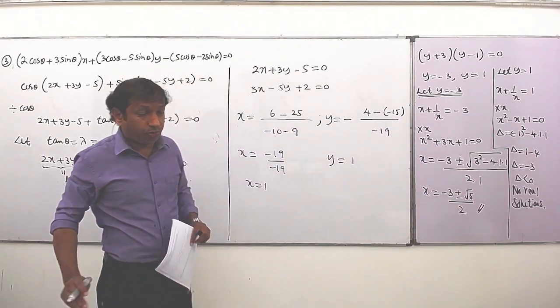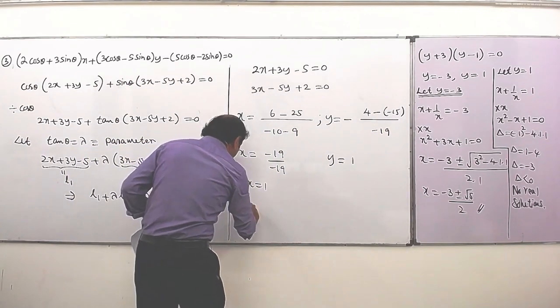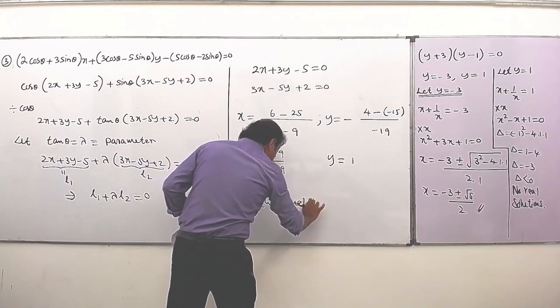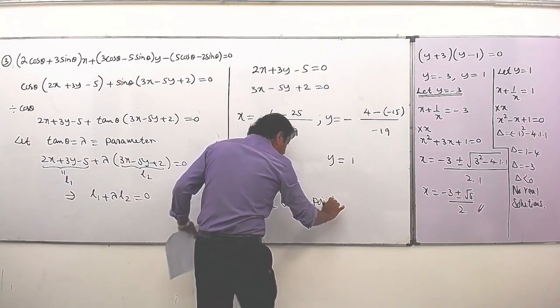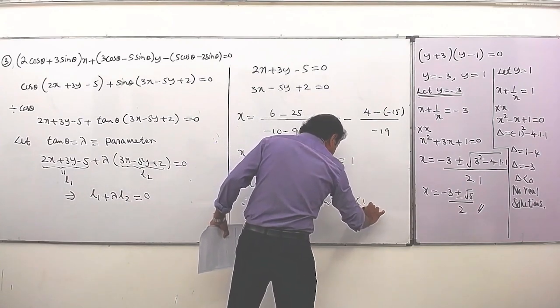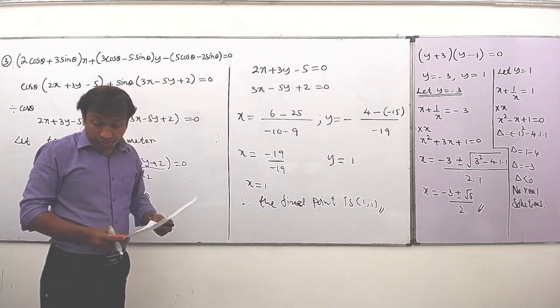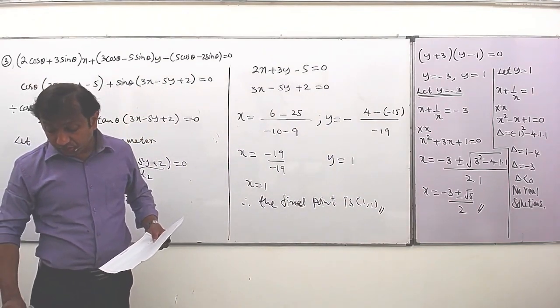Then the fixed point is 1, 1. The fixed point is (1, 1).